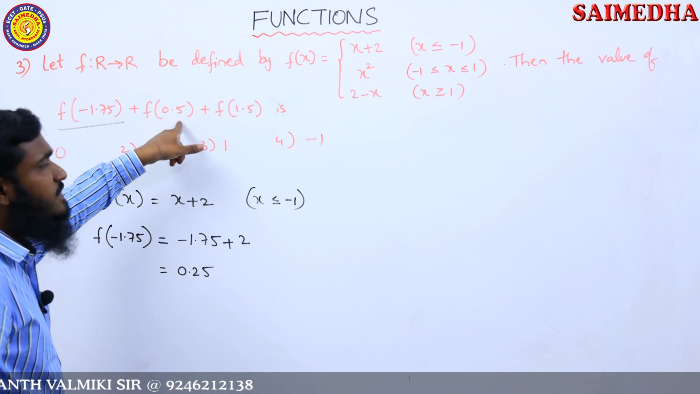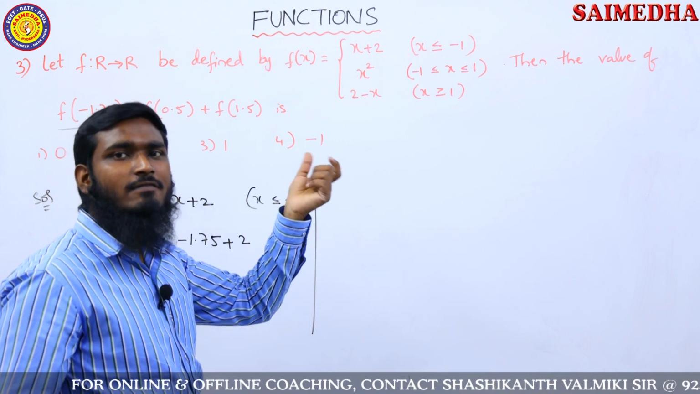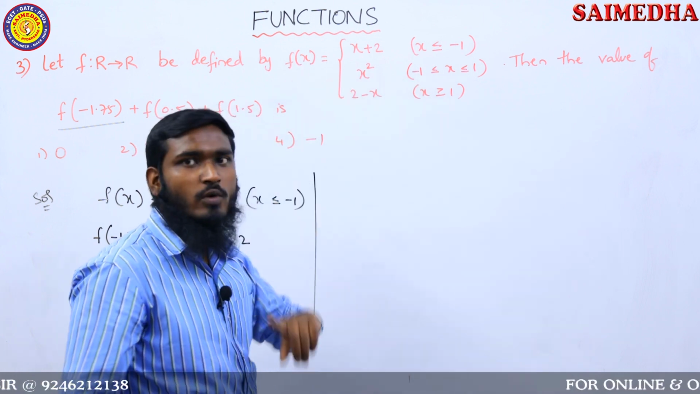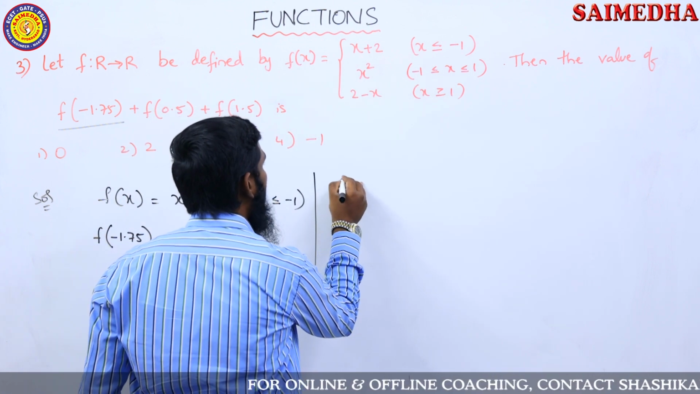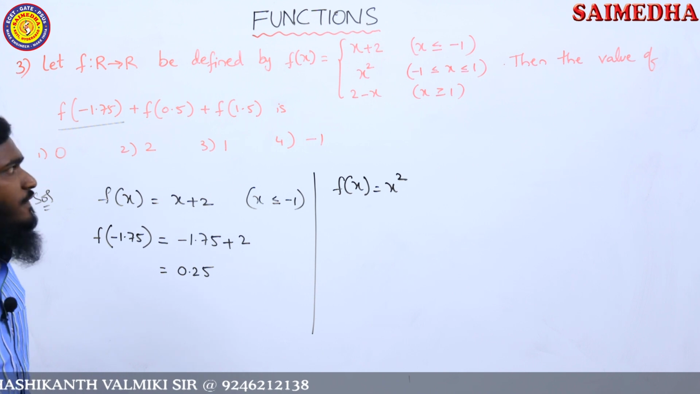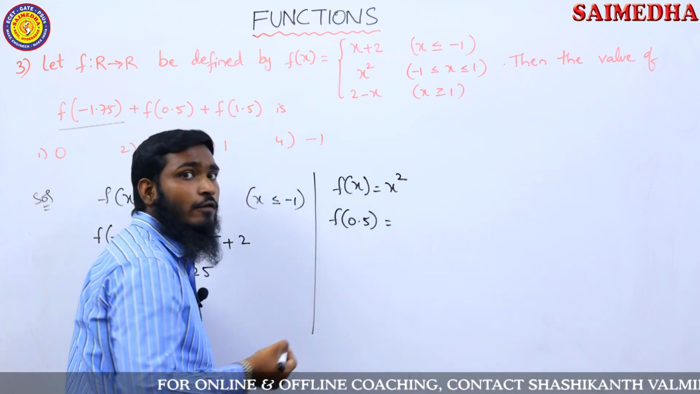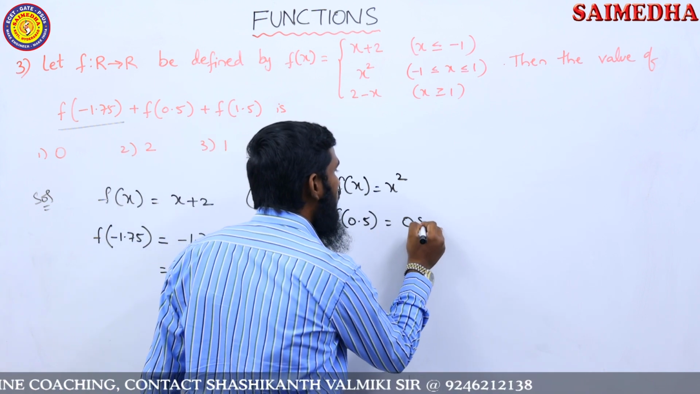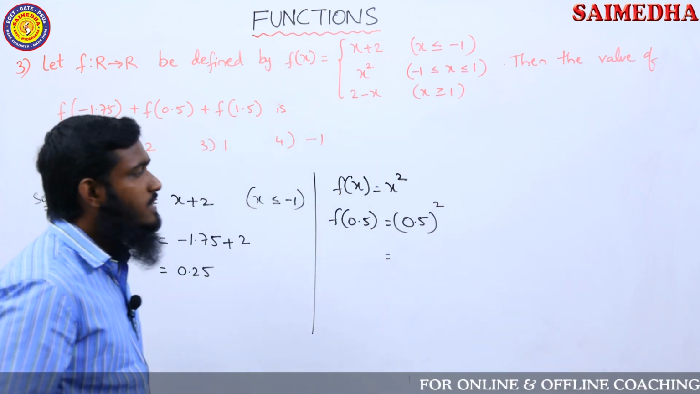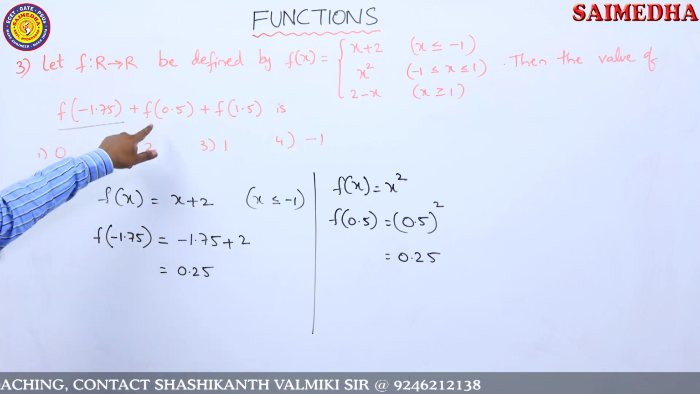Then the next one, we have to find f of 0.5. The x value 0.5 lies between minus 1 and 1, so we have to take the part f of x equals x square. In the place of x we have to substitute 0.5 whole square, which is 0.5 into 0.5, which equals 0.25. Okay, 0.25. So this part is also completed.